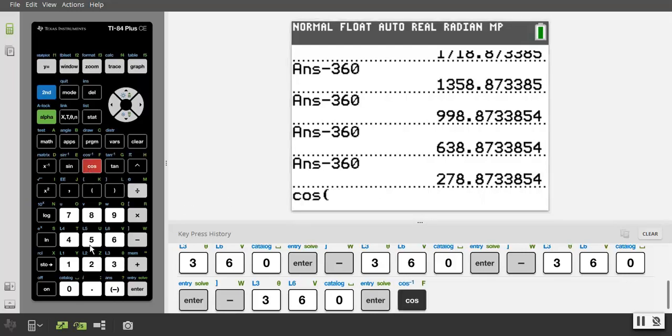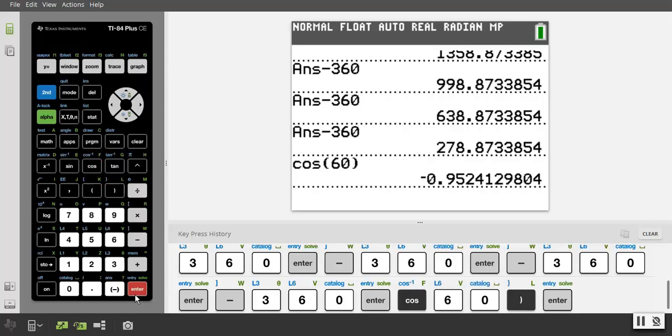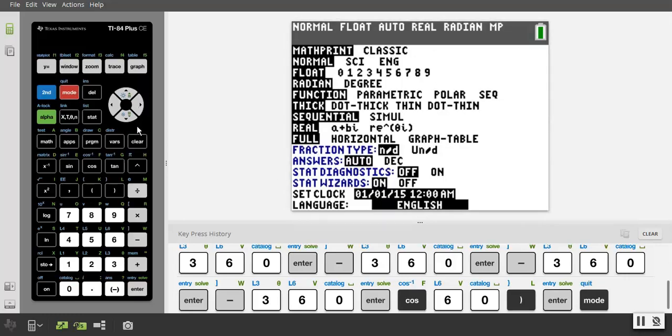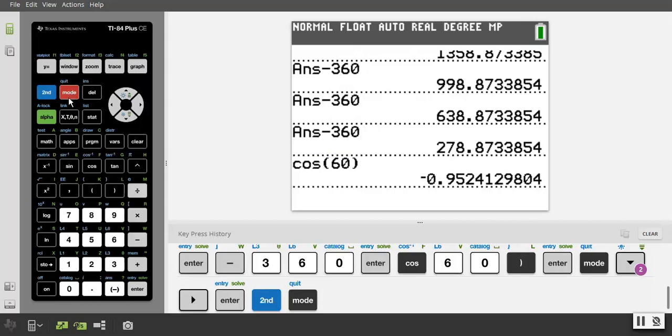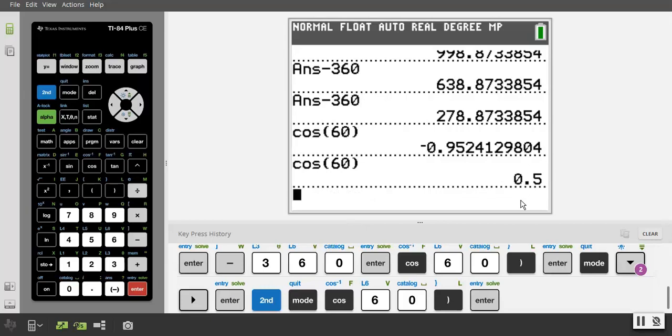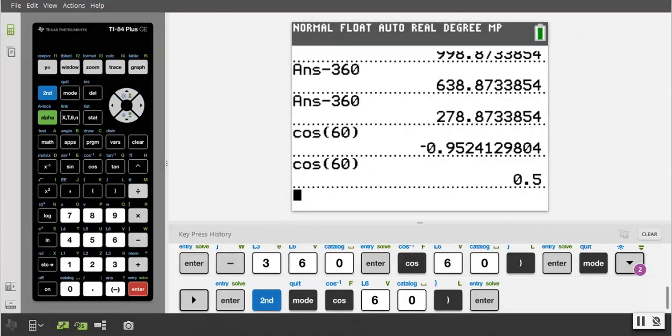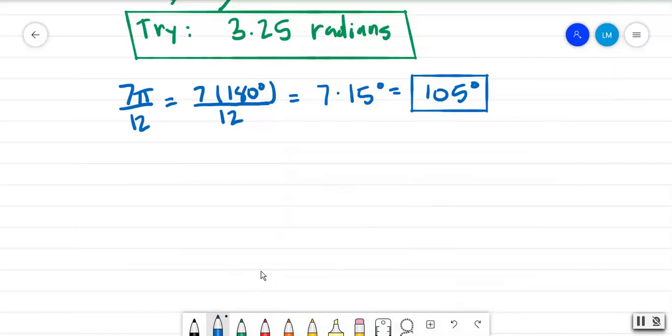the difference is between doing sine of or cosine of 60. So that's -9.5. But if you change the mode to degrees, cosine of 60 is actually a lot easier than it looks. If I do cosine of 60, but I know that it's in degrees, I get 1/2. So my point being is that for this, you just have to know the difference between the two.